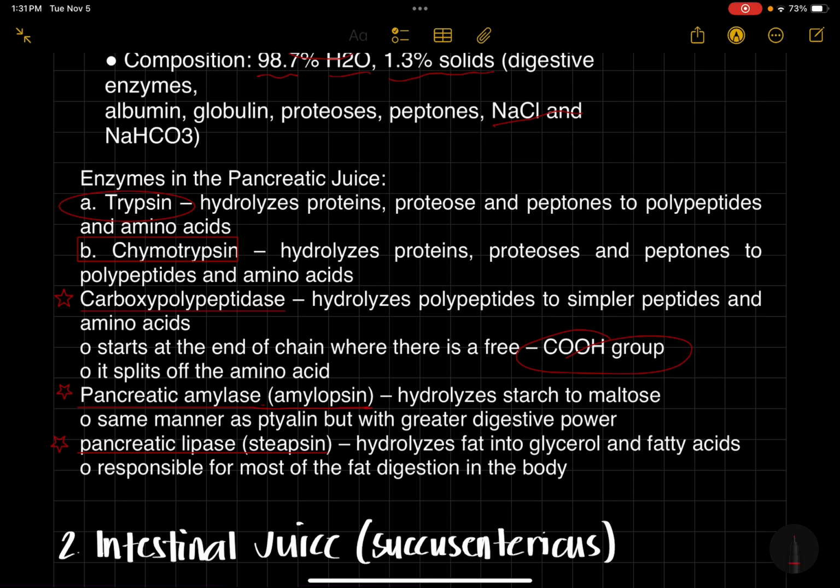We have pancreatic amylase, another name is amylopsin, which hydrolyzes starch to amylose, in the same manner as ptyalin but with a greater digestive power. We have pancreatic lipase, which hydrolyzes fat into glycerol and fatty acids, responsible for most of the fat digestion of the food.